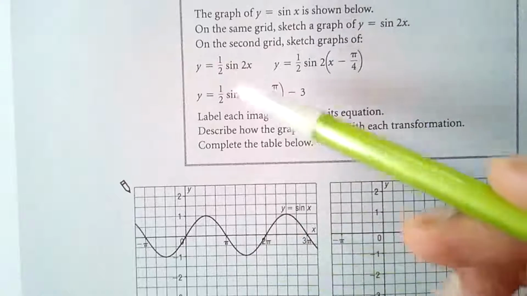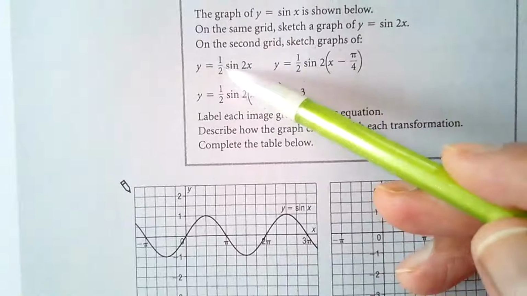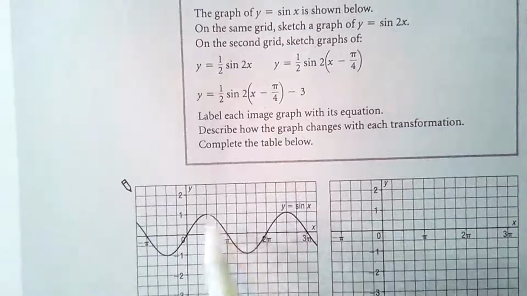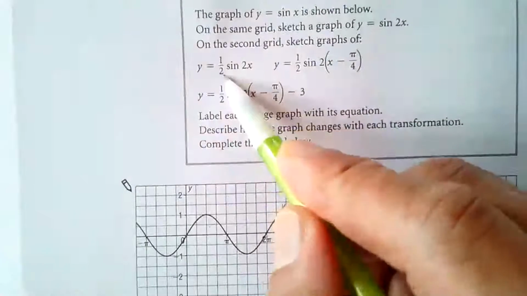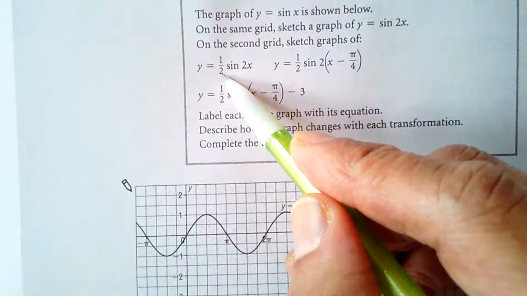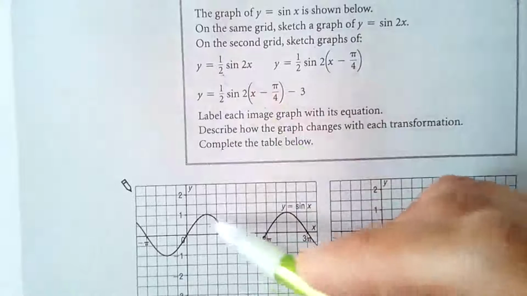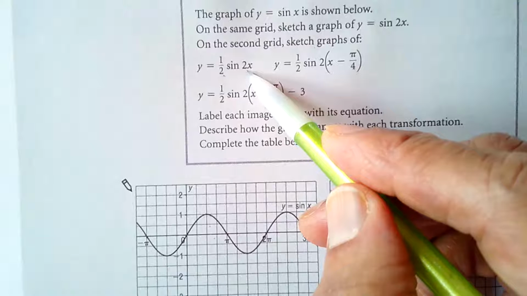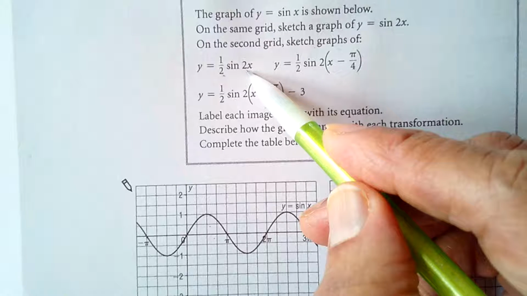So here's your sine. You want on the same grid to sketch a graph of y = half sine 2x. Here we have our sine graph. Notice the amplitude in this case would be a half, so you're looking at half of 1. And the period is going to be your compression now. It's pi.